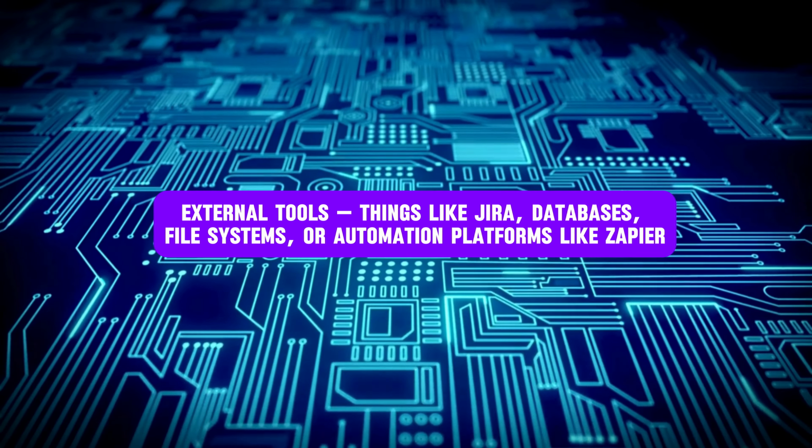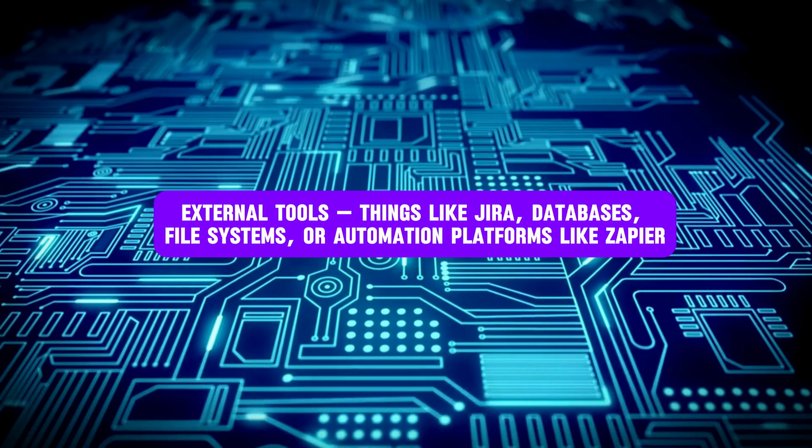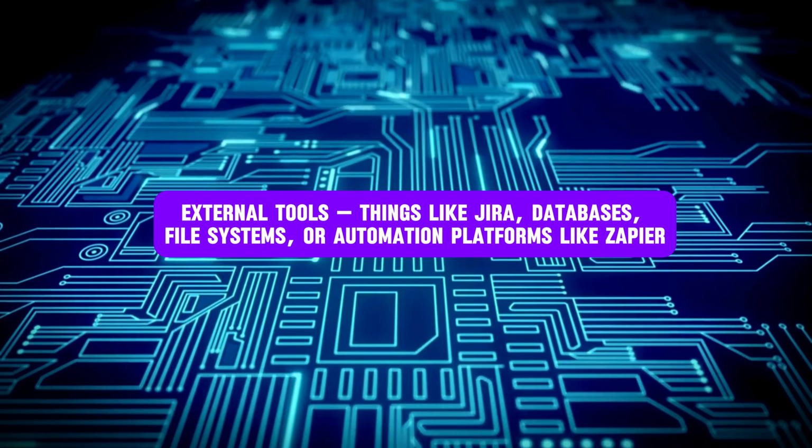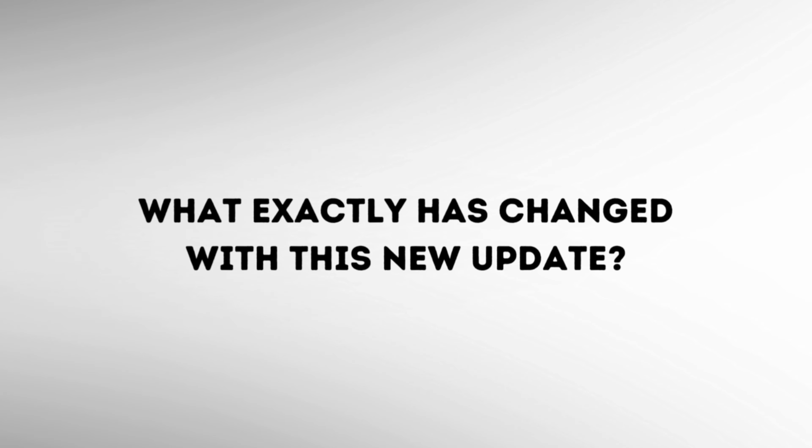And then you have the external tools, things like Jira, databases, file systems, or automation platforms like Zapier. These are the actual places where real work gets done. They hold your data, manage your tasks, and run the workflows that keep businesses moving. So now let's talk about what exactly has changed with this new update.